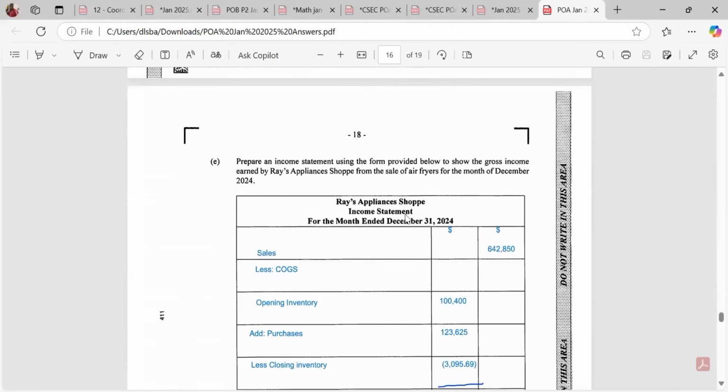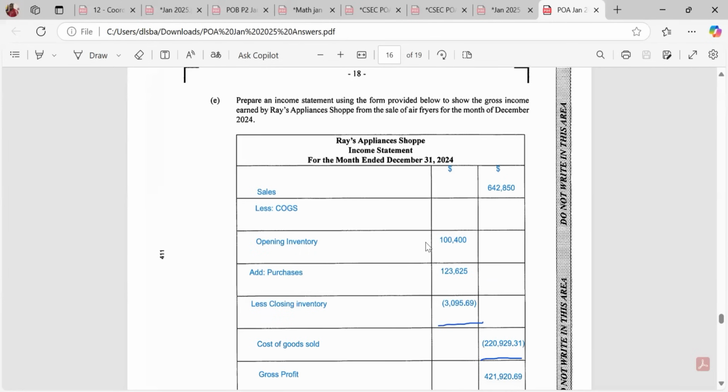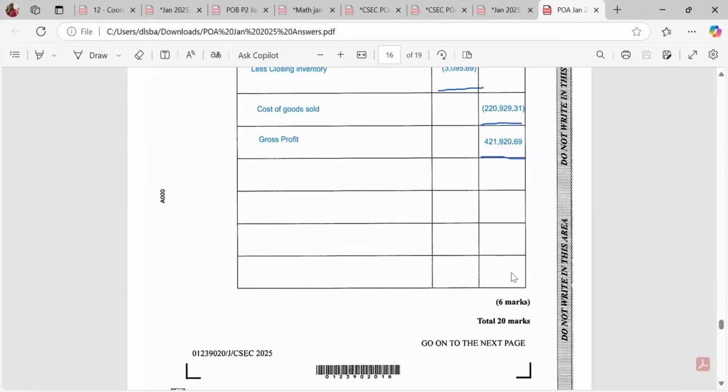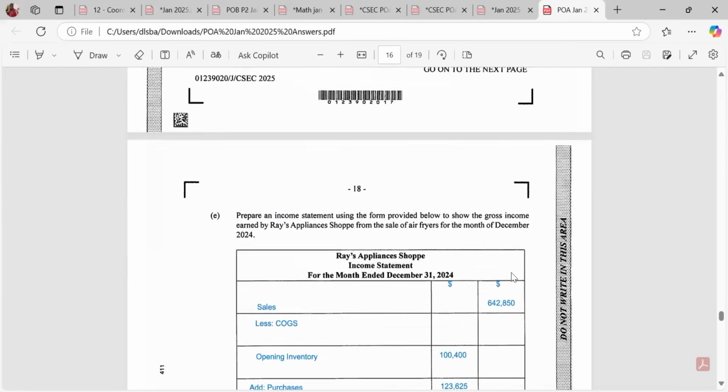And they asked us to do an income statement up to gross profit or gross income. So I used those figures. I took my sales, then I calculated my cost of goods sold, which will be opening stock, add purchases, less closing stock. That gave me my cost of goods sold. I subtracted from sales and I got my gross profit. 6 marks. That was number 4.